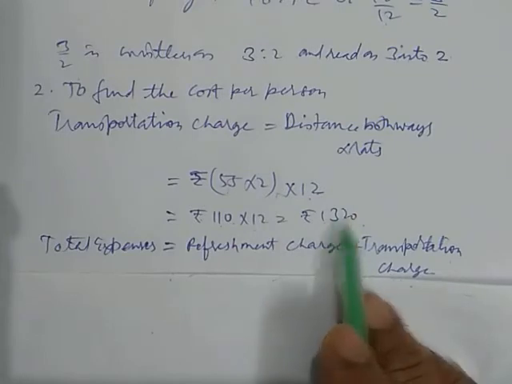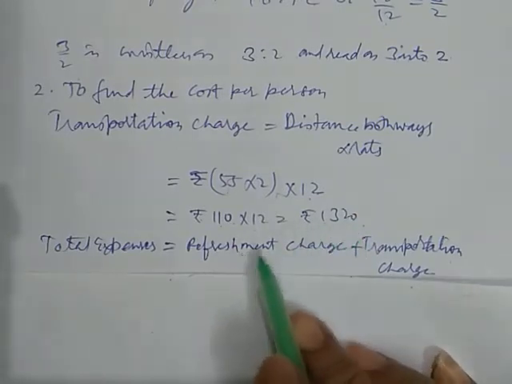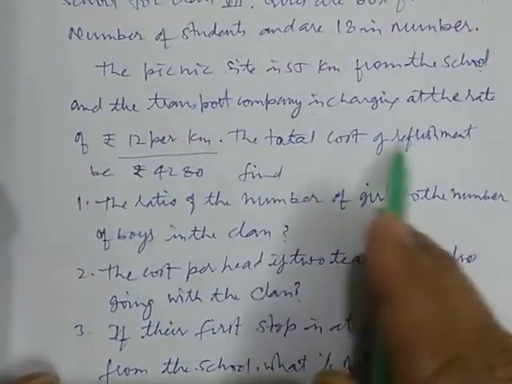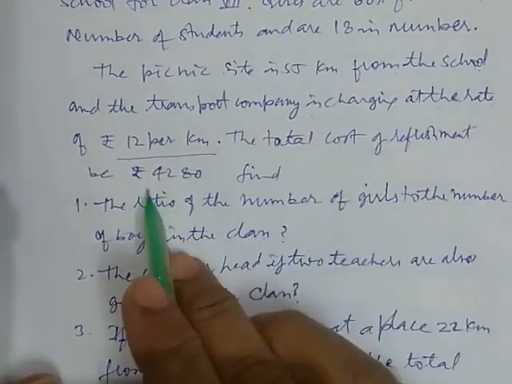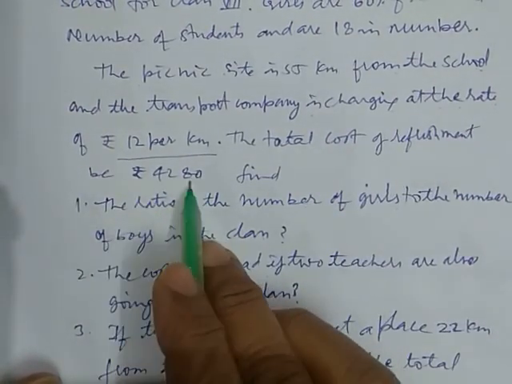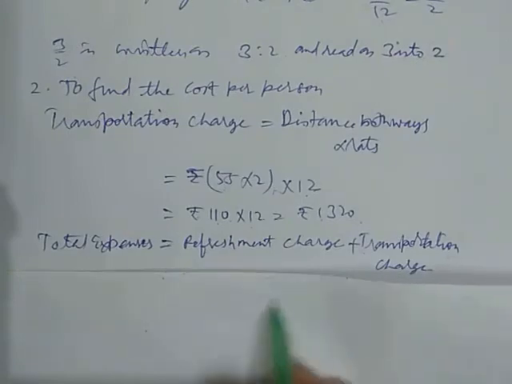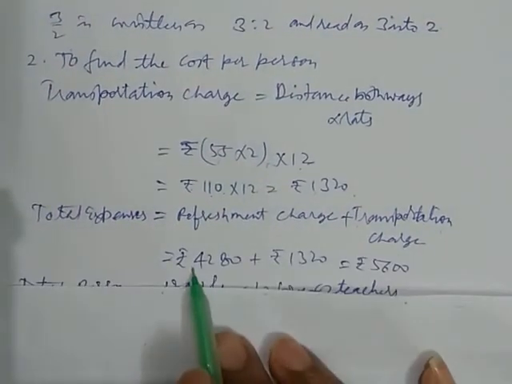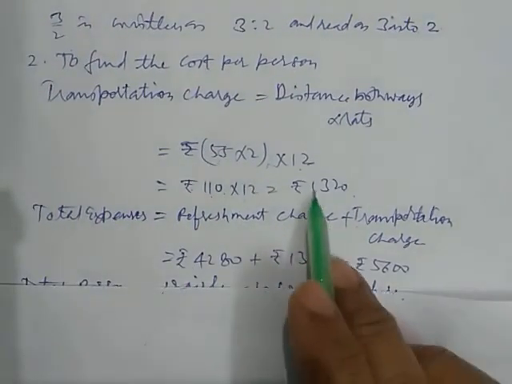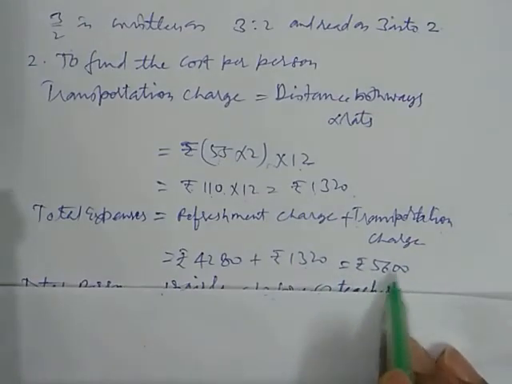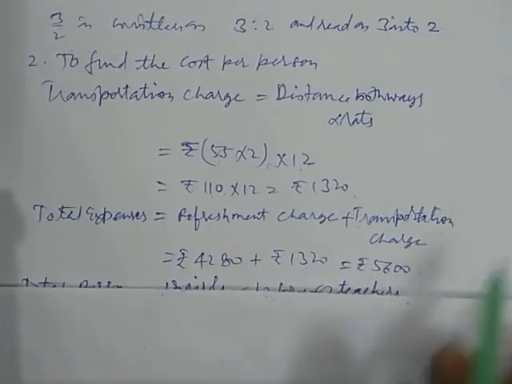This is the transportation charge. Now we add the refreshment charge. The cost of refreshment is 4280 in total. So we add this: rupees 4280 plus 1320, and we get rupees 5600. This is the total expenses.